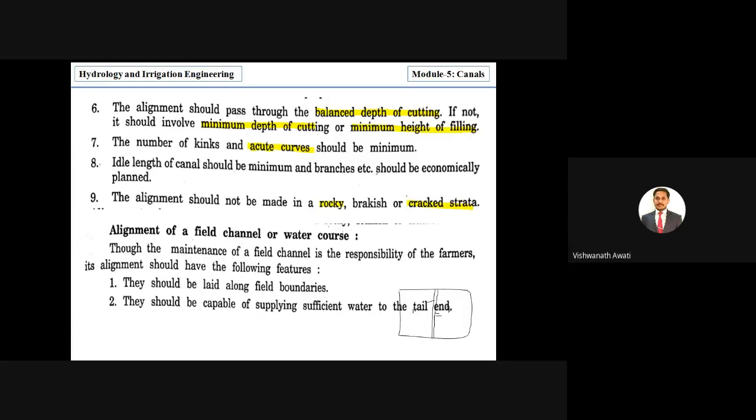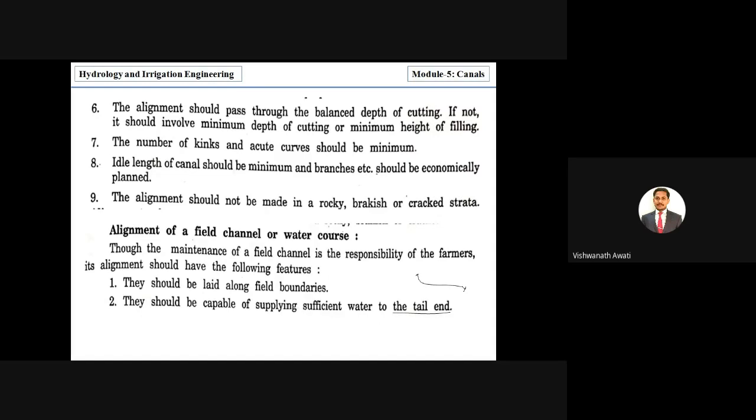Next, they should be capable of supplying sufficient water to the tail end. Whenever you are providing water courses, water has to be provided up to the tail end. There is the starting point of the water course and the end point of the water course. It is not good if you are not providing water to these agriculture lands at the end. So the starting point is important, and even we have to take care of end point supply.